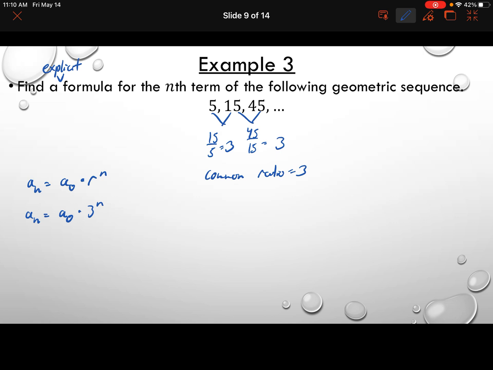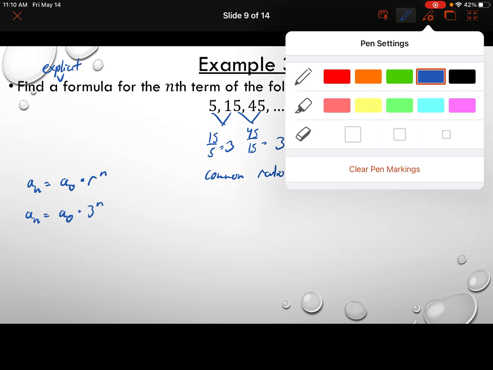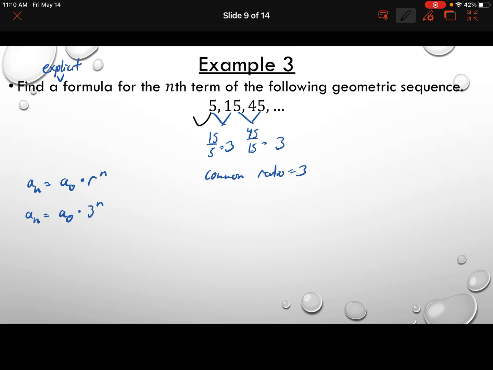Now let's find that a sub 0. So remember, a sub 0 would be the term before the first term. Well, let's see. My first term is 5. I want to figure out what the term before that would be. Well, if I'm going backwards, that means instead of multiplying by 3, I'm dividing by 3. Well, what's 5 divided by 3? Well, that's going to be a decimal.